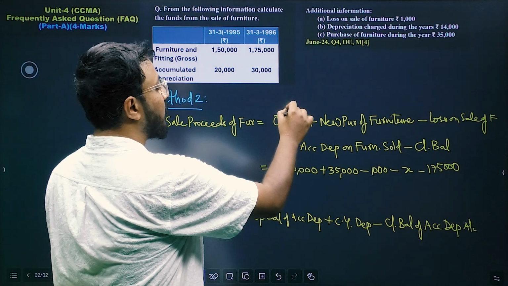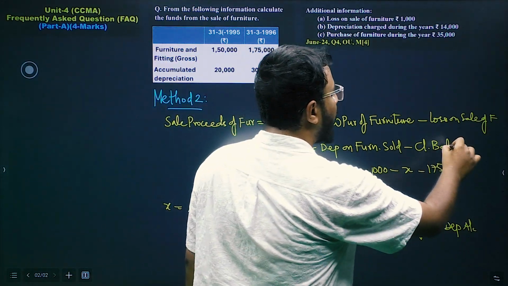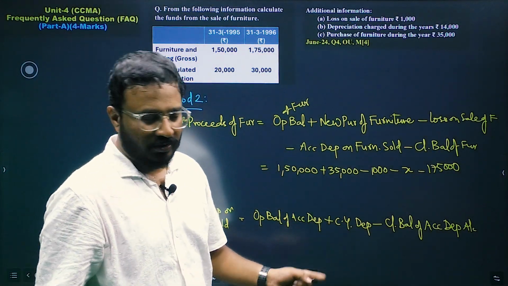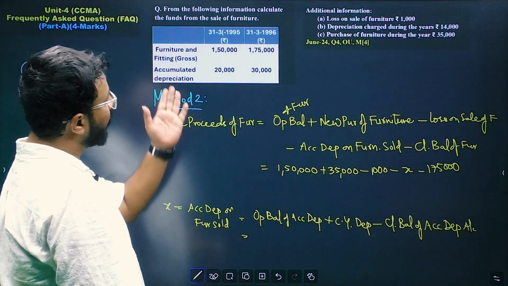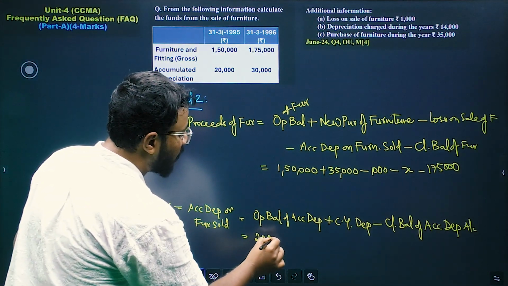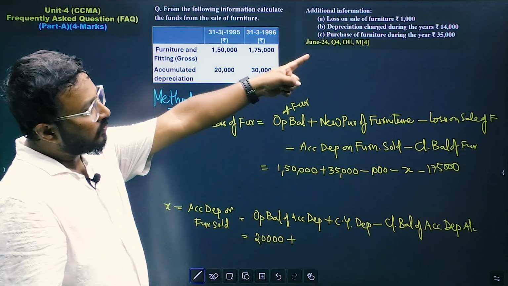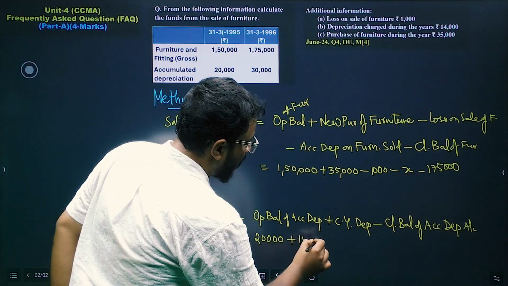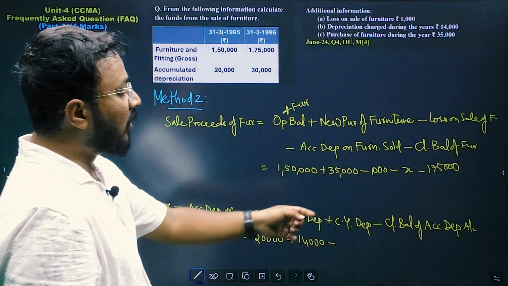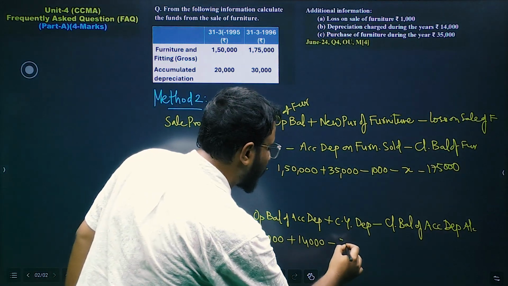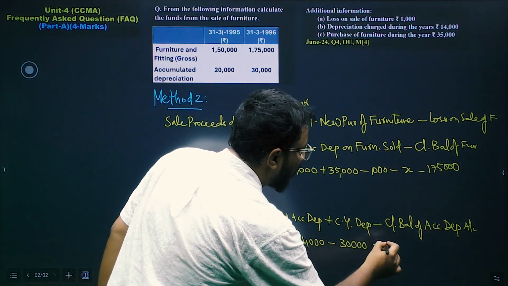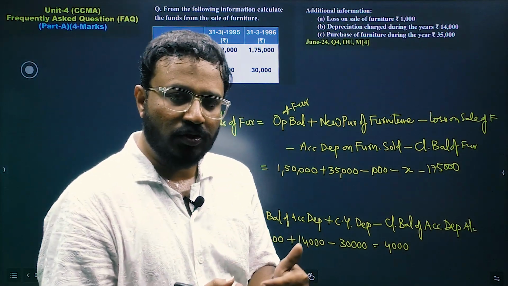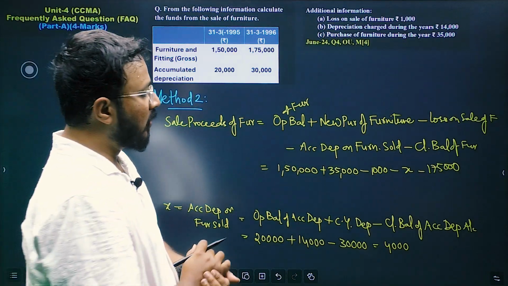Okay, ఈ ఓపెనింగ్ బ్యాలెన్స్ ఏంటి? ఆఫ్ ఫర్నిచర్ అకౌంట్. ఇదేంటి? ఆఫ్ ఫర్నిచర్. ఈ ఓపెనింగ్ క్లోజింగ్ బ్యాలెన్సెస్ ఏవి? accumulated depreciation. We have the information in the question. Opening balance of accumulated depreciation is 20,000. Current year depreciation, question mentions depreciation charged during the year is 14,000. Minus closing balance of accumulated depreciation is 30,000. So if you calculate this, you will get 4,000. అంటే whatever asset was sold, దాని మీద accumulated depreciation so far was 4,000. Let's substitute this.